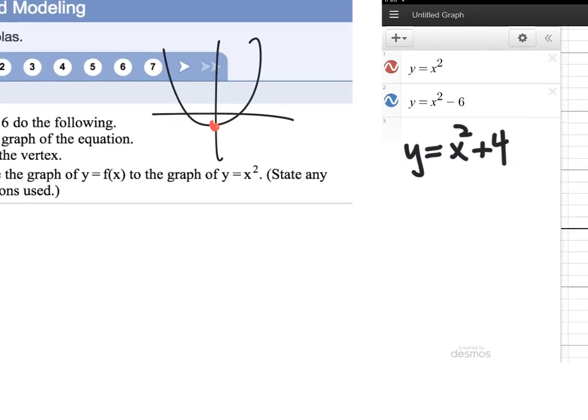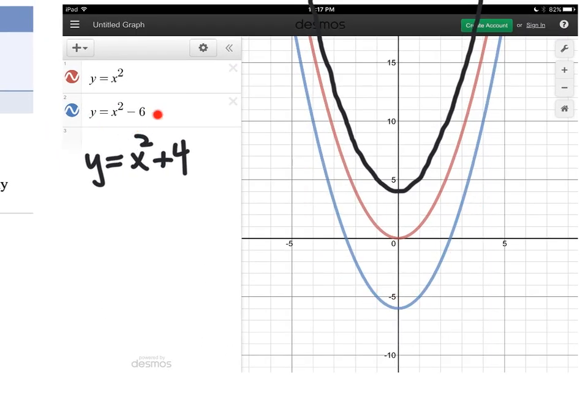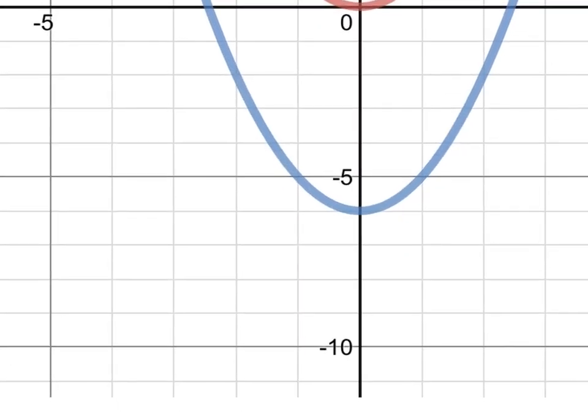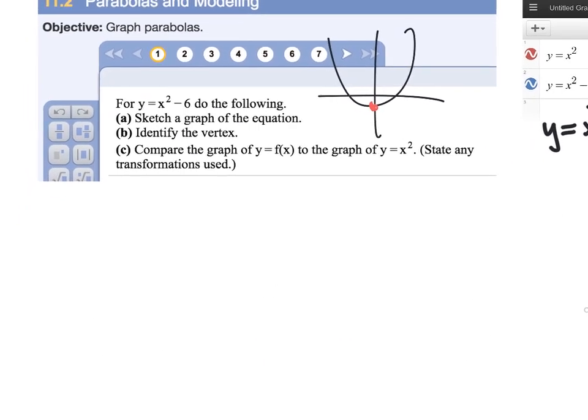Identify the vertex. Well, how do we identify the vertex? If we're going to identify the vertex of this x squared minus 6, we can see that the vertex is right there, and we can see that the vertex is at negative 6, 0. We're done. If we weren't sure of it, if it looked like it was some sort of fraction, we would have to take our equation, which is x squared plus 0x minus 6. I had to put in that plus 0x because it's not showing up in the original function.